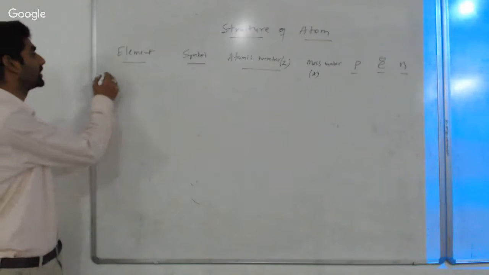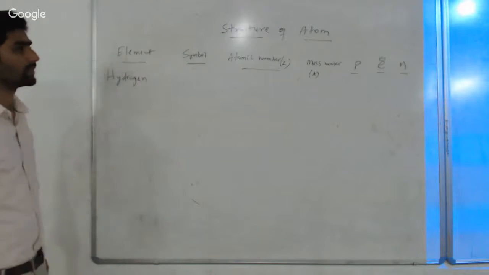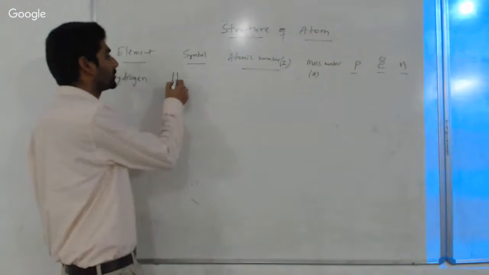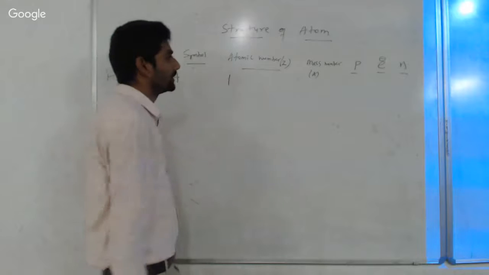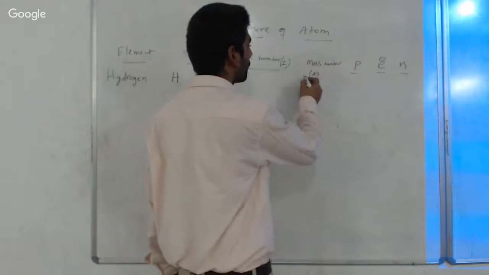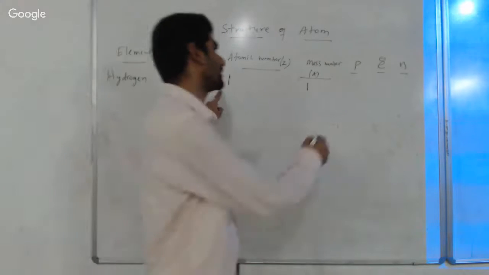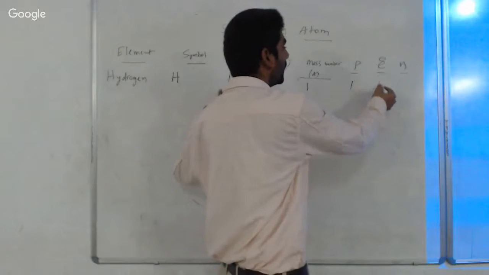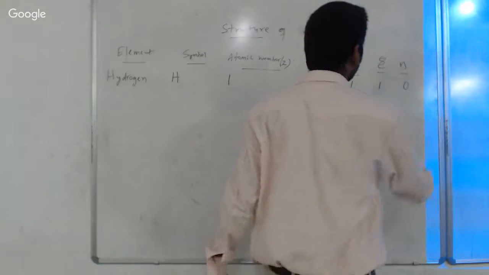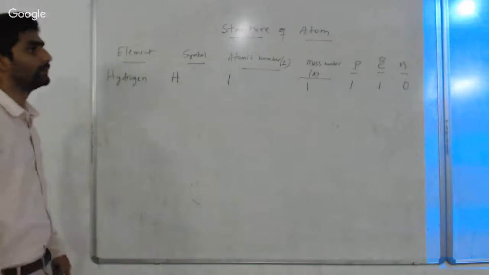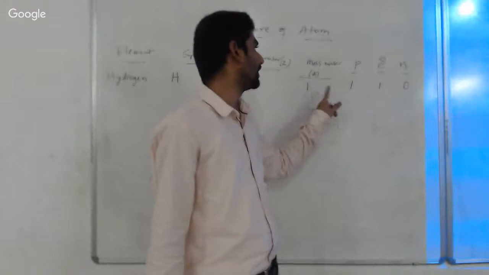First element is hydrogen. Symbol hydrogen is H. Atomic number is 1. Mass number 1. Number of protons: atomic number 1 is here. Hydrogen has 1 proton, 1 electron. Here mass number is equal to 1. Here neutrons 0, A minus Z. So A is 1, Z is 1. So here we get 1 minus 1, 0.